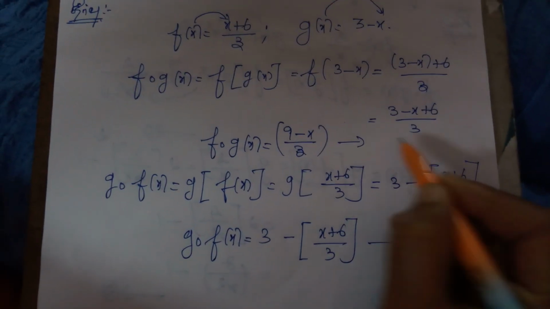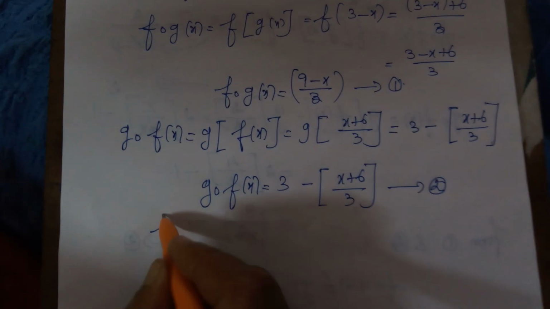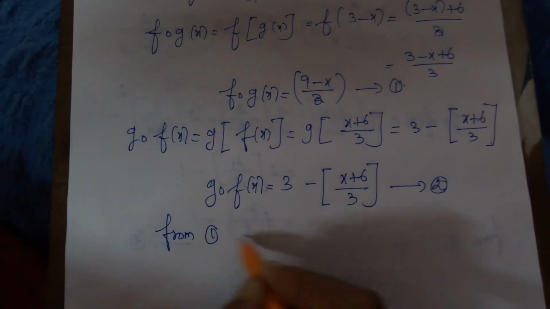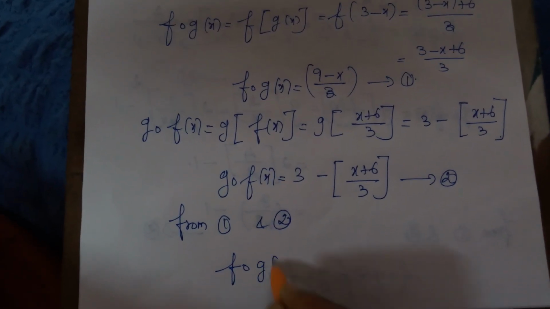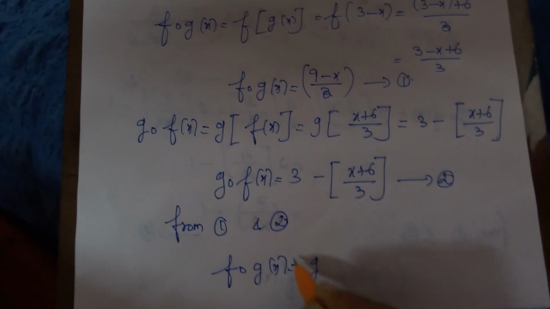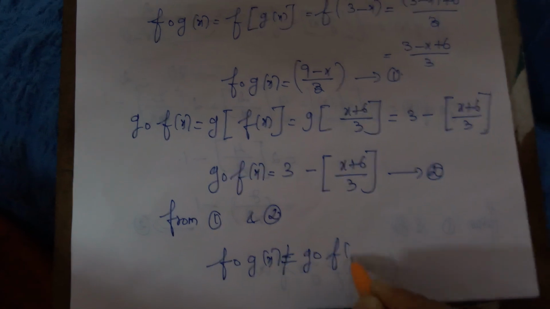This is equation 1. From 1 and 2, f composition g of x is not equal to g composition f of x.